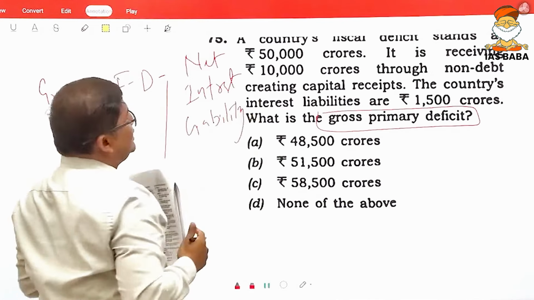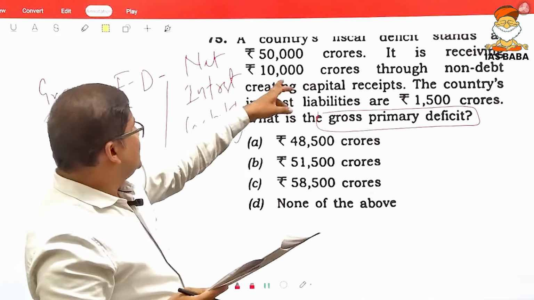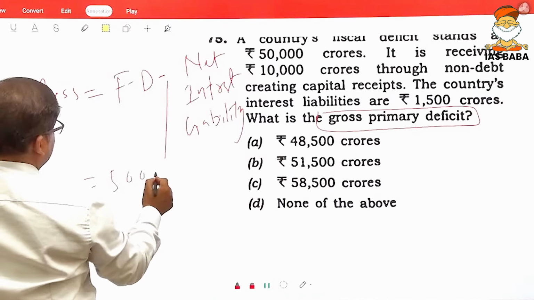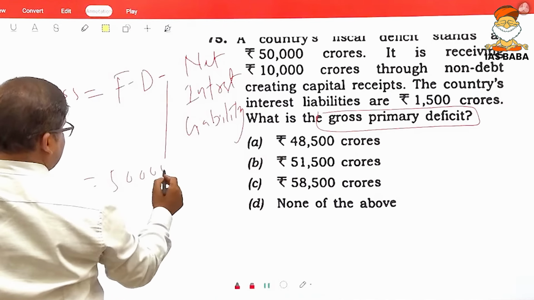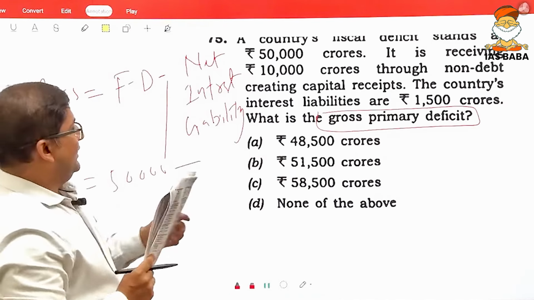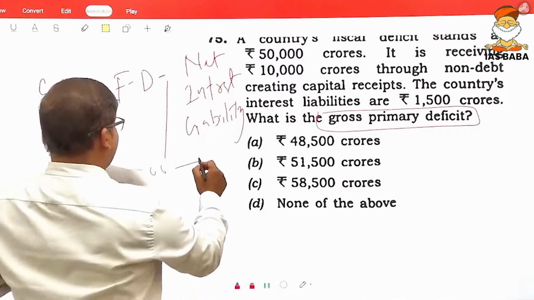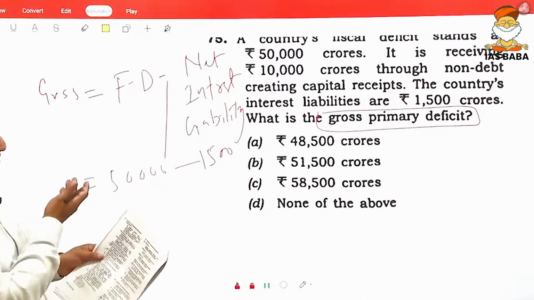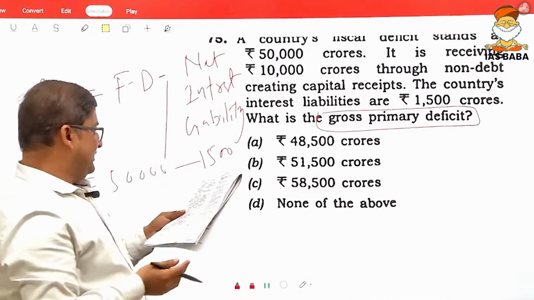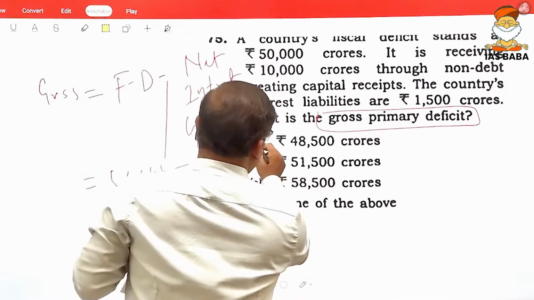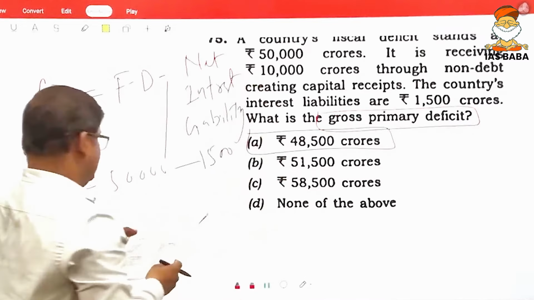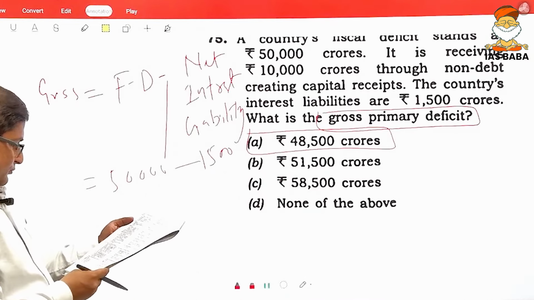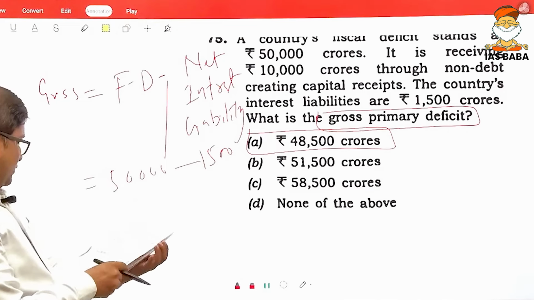So they have given you data that fiscal deficit stands at 50,000 crore rupee. So fiscal deficit is 50,000 crore rupees and interest liability on government is 1500 crore rupees. So you can apply this formula and get the answer, that is 48,500 crore rupee. So A would be the answer according to me. Now come to the next question.